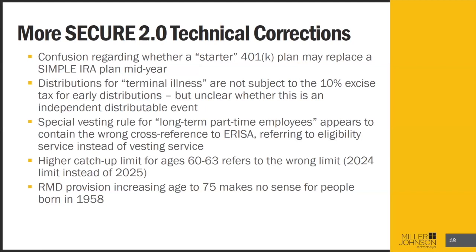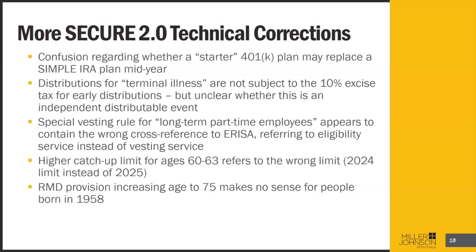There's new relief for somebody who has a terminal illness. If you qualify as having a terminal illness, you're not subject to the 10% excise tax for early distribution. So if you're taking your deferrals out before age 59 and a half, you're not subject to that excise tax. But it's unclear whether the terminal illness itself is an independent distributable event, like separation from service. So it's not clear whether I can even get access to that money. Clearly, if I have a separation from service and a terminal illness, then I can. But that's one of the things that's unclear.